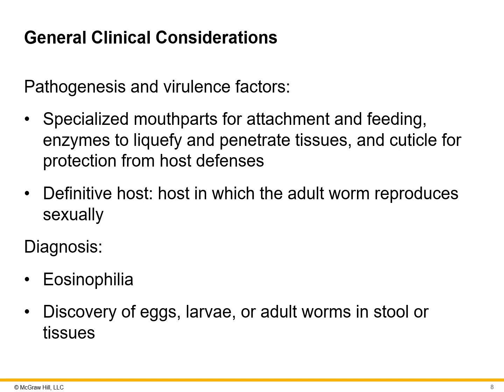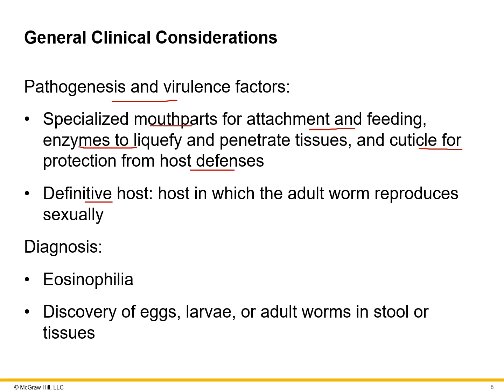So some general considerations, regardless of the type, as far as pathogenesis and virulence. Again, they have a specialized mouth part, like a little sucker region that helps it to attach and also to feed. They produce enzymes that liquefy and penetrate our tissues, and they have a cuticle on the outside of them that protects them and also prevents our immune system from recognizing them. So this thick cuticle that lines them, again, like a capsule, prevents our phagocytes and antibodies from detecting them.